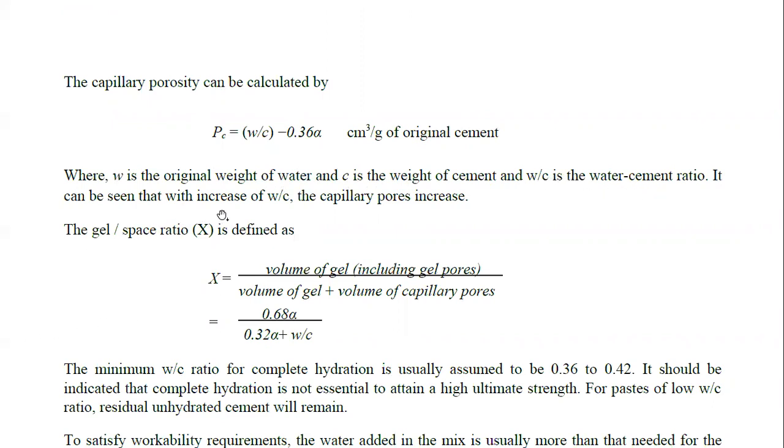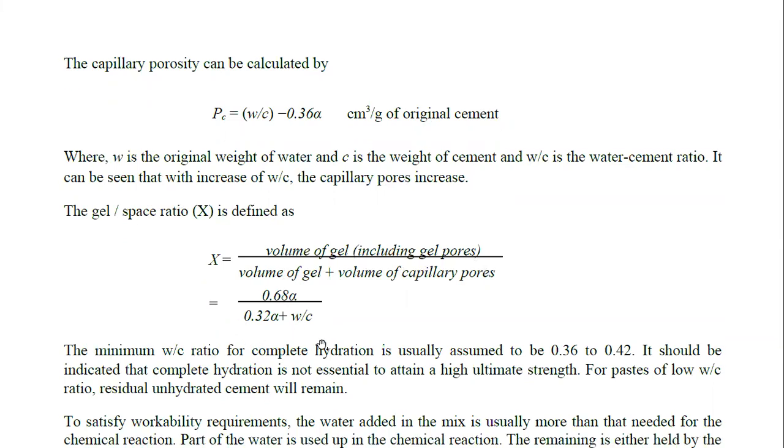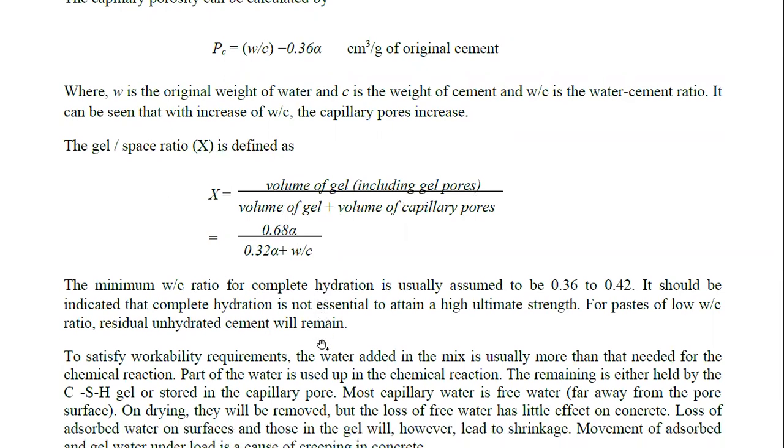It can be seen that with increase of water cement ratio, the capillary pores increase. So here it is clear that if we are increasing the water cement ratio, the capillary pores also increase. The gel to space ratio is defined as volume of gel divided by volume of gel plus volume of capillary pores, which means 0.68 alpha upon 0.32 alpha plus W/C. The minimum water cement ratio for complete hydration is usually assumed to be in the range of 0.36 to 0.42.